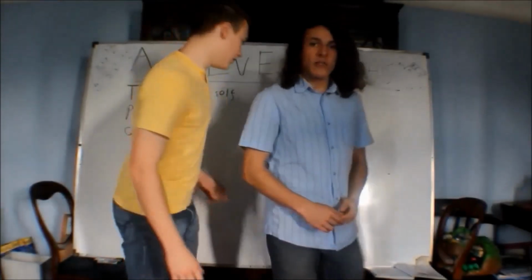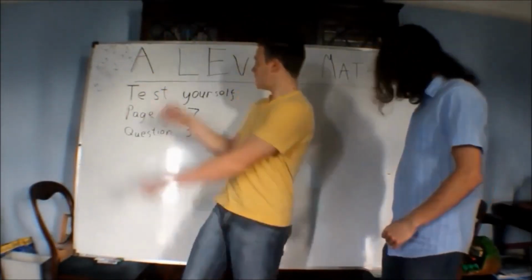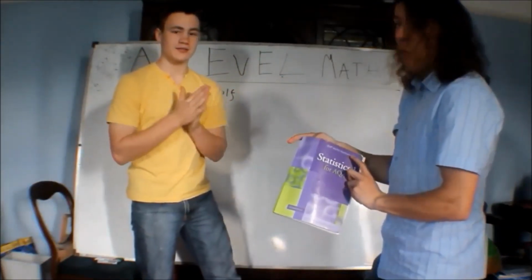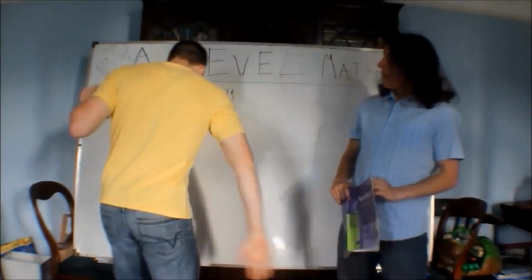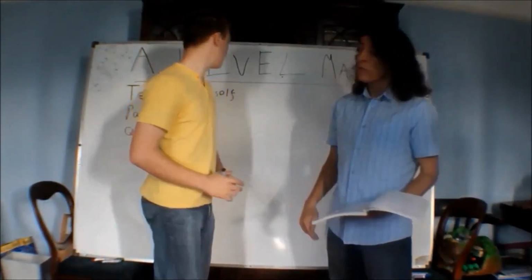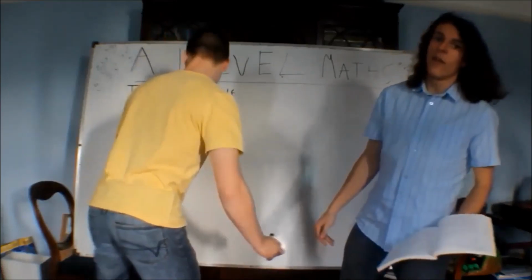Hello. On to practice questions now from the book. Test yourself, page 37, question 3. Right. Well, I think I'll do part A, you do part B, and I'll do part C. Now that sounds fair. Do you want me to read it out? Yes, please. Alright, here we go.